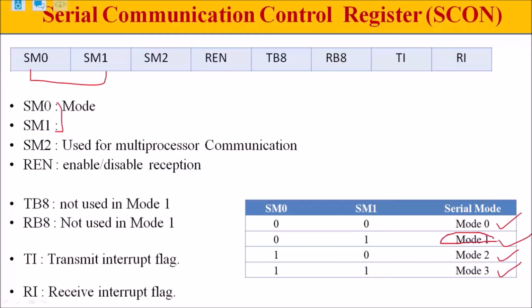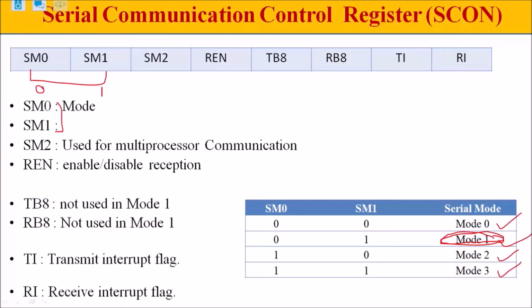You have to study mode 1 of serial communication. That is generally used for simple data transmission and reception. So we are going to use mode 1. So this bit should be 0 and this bit should be 1. When we initialize the SCON register, SM0 should be 0 and this one is 1. So we are using mode 1.